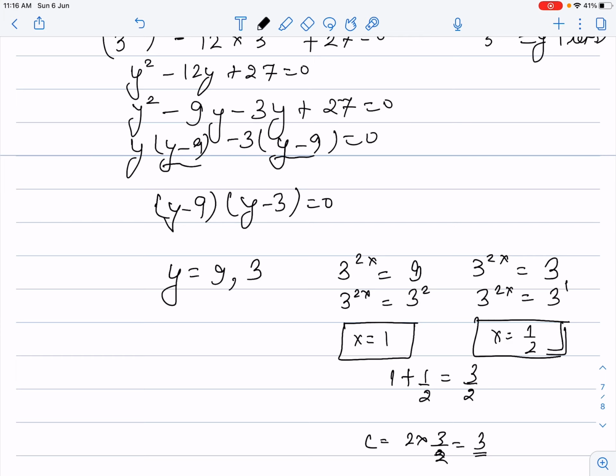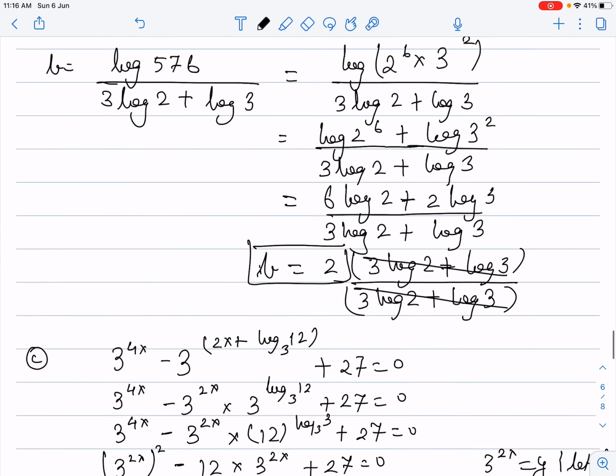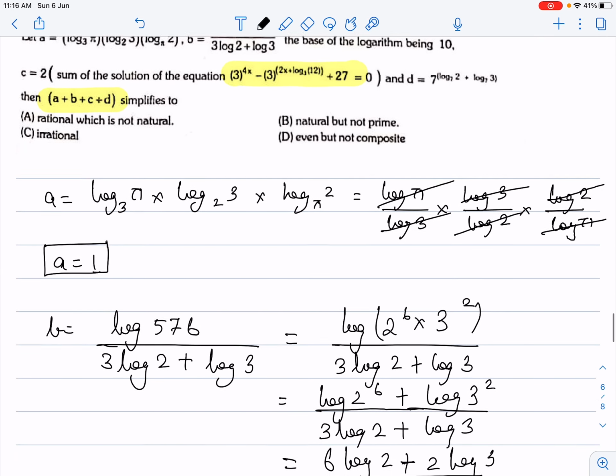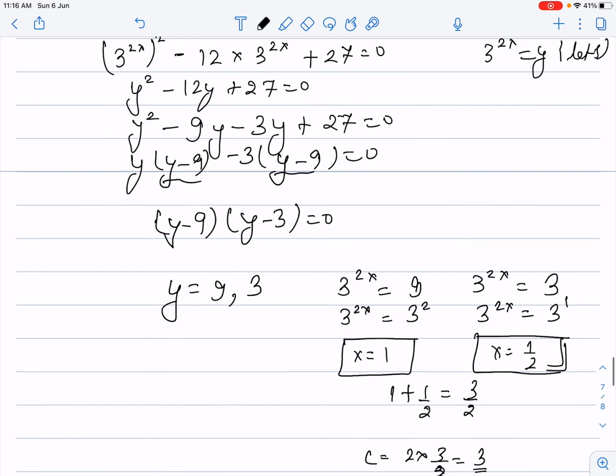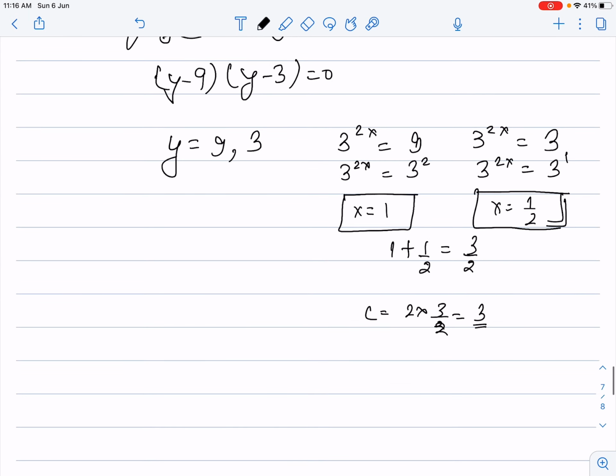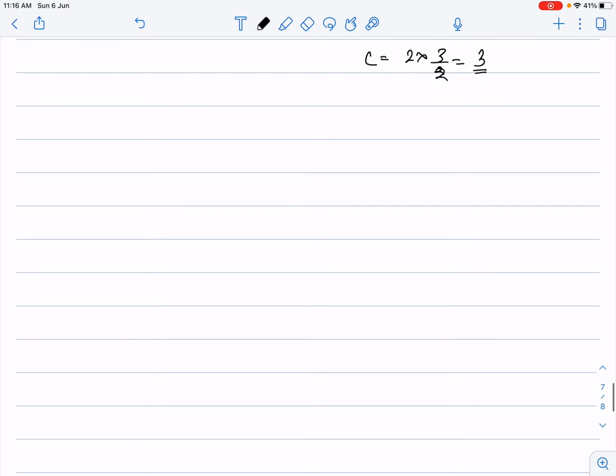Now what is the fourth statement given over here? The fourth expression they gave, D, 7 to the power 2 log 7, 2 log 7 to the power log 2 base 7 plus log 3 base 7. So let's compute its value. The last expression will be written like 7 to the power log of 2 base 7 plus log of 3 base 7.